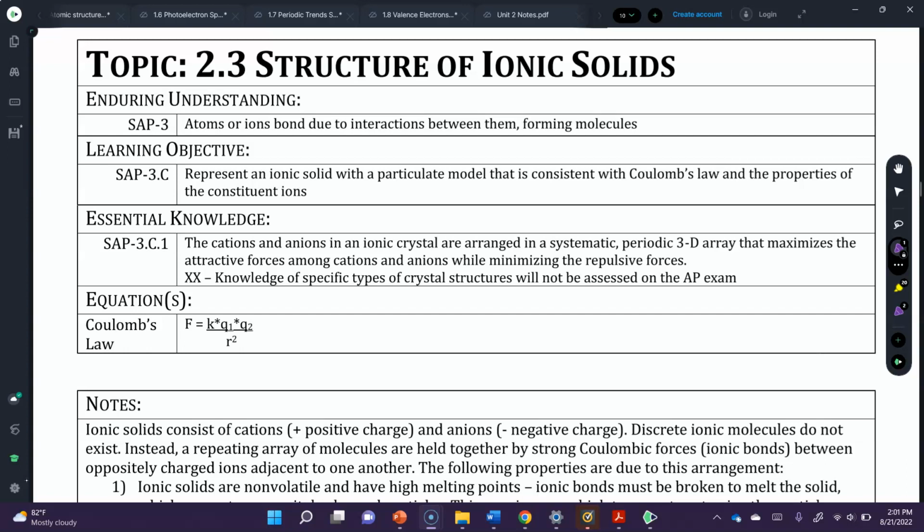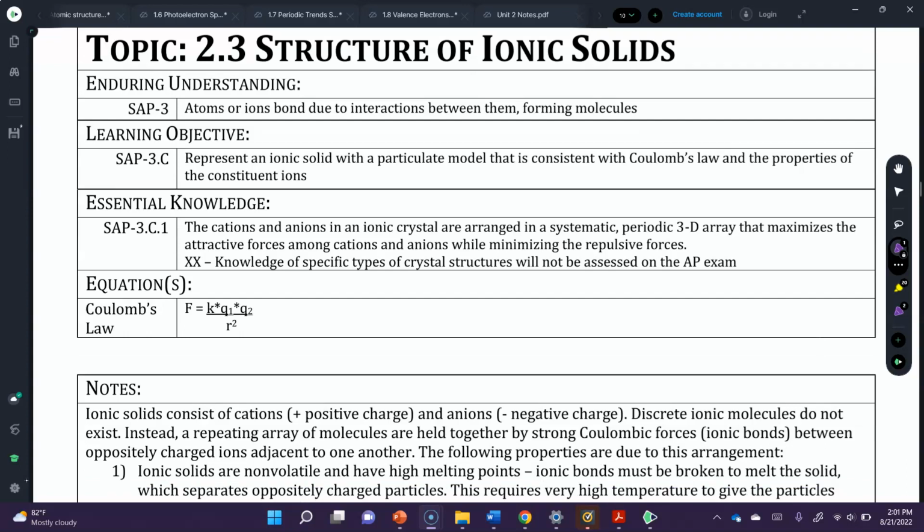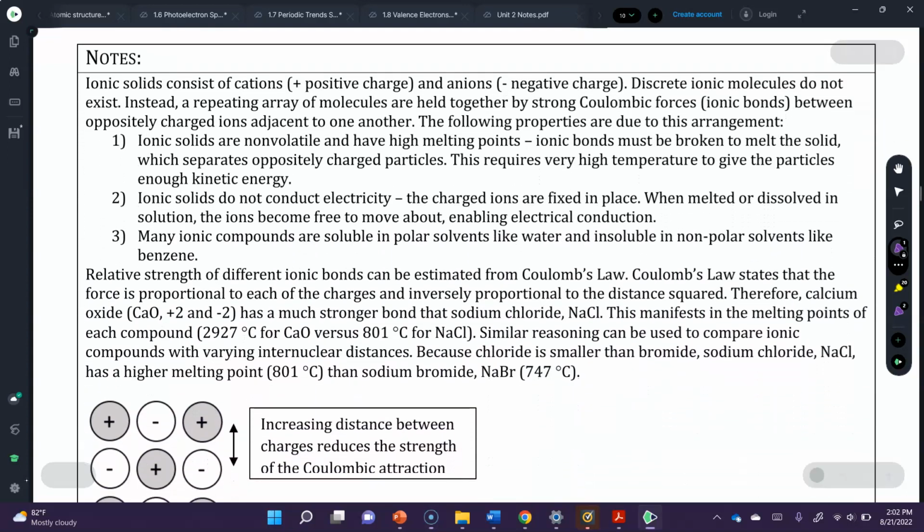Specific types of crystal structures, so we aren't going to talk about crystalline lattices and the different types of them, like body-centered, face-centered, any of those. We won't be talking about those. They are not assessed. You might see them pop up, but it's not going to be on an assessment. Coulomb's law is also going to make another big appearance, so hopefully you haven't gotten sick of that one yet.